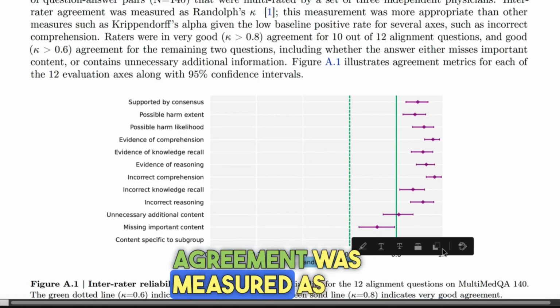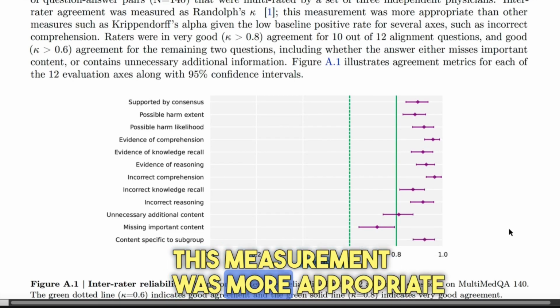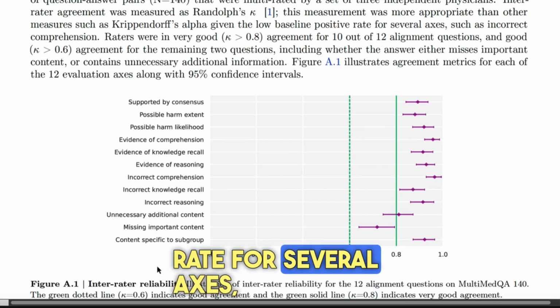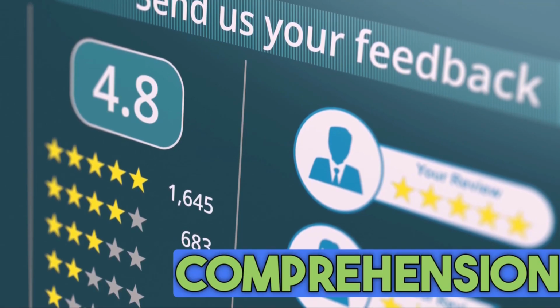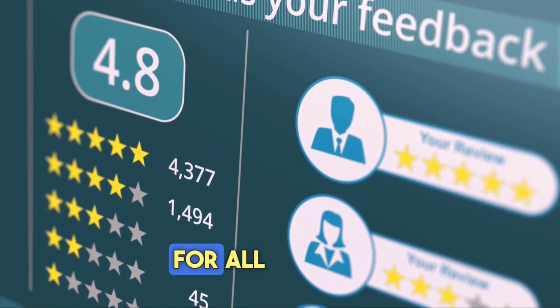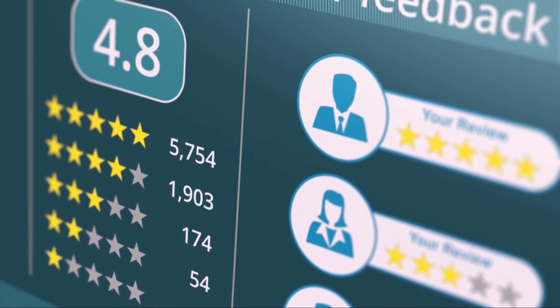Inter-rater agreement was measured as Randolph's kappa. This measurement was more appropriate than measures like Krippendorff's alpha, given the low baseline positive rate for several axes, such as incorrect comprehension. The measure assumes a uniform probability distribution for all raters and categories.